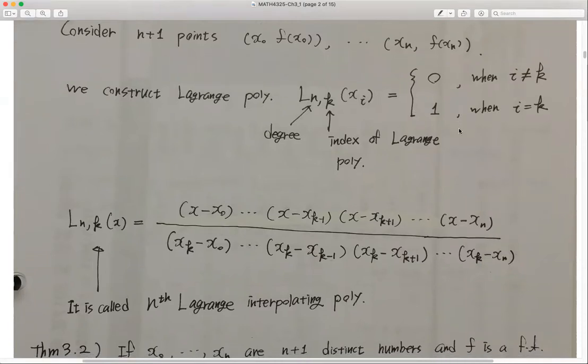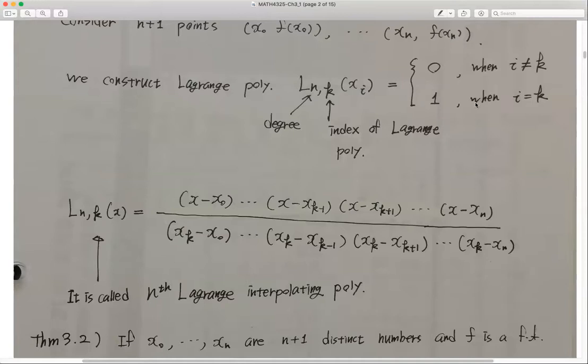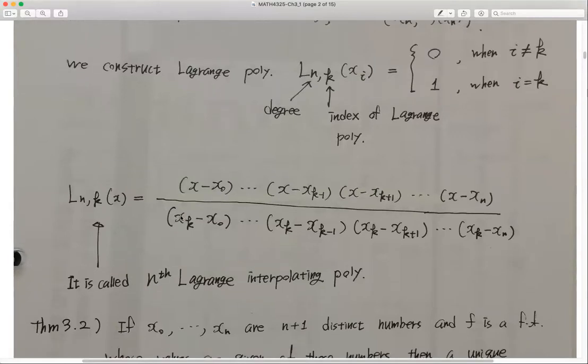The way to construct the Lagrange polynomial having that property is this: x minus x naught times through x minus xn, over xk minus x0 through xk minus xn. Here the denominator is a number, with no variable x involved. The form of the numerator is really similar to the form of the denominator, except that instead of xk, we put x right here.